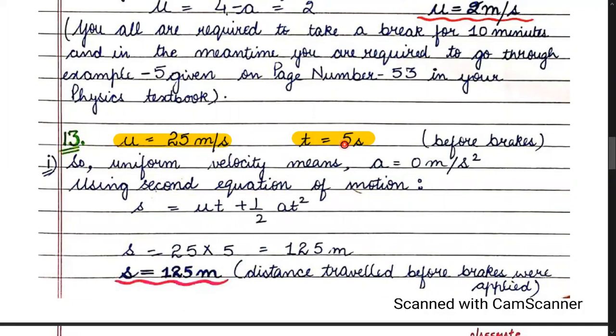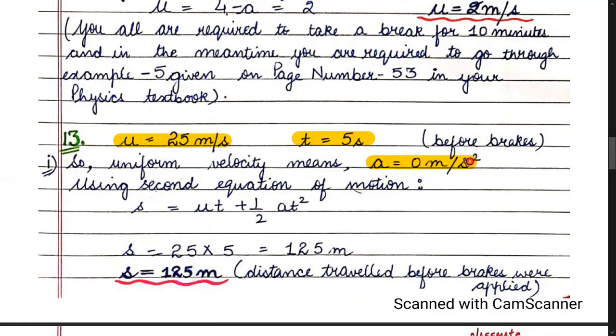Car travels with uniform velocity of 25 meter per second. Now uniform velocity means, what do we mean by uniform? Uniform means constant, which is not changing. So children, uniform velocity means acceleration will be 0.